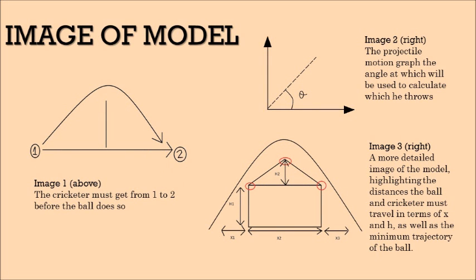As you can see, these are the 3 images that we used to base our basic model on. Image 1 shows a simple diagram that the cricketer must get from 1 to 2 before the ball gets from 1 to 2. Image 2 shows the projectile motion graph. We decided to split up how the ball will travel into the x and y axis, and on y would be u sine theta and on x would be u cos theta. And image 3 shows a more detailed image of the model.